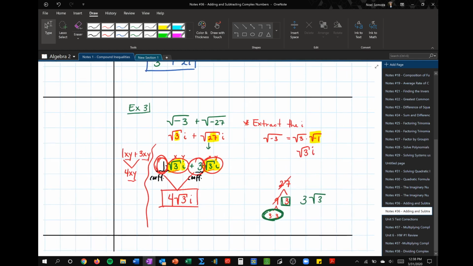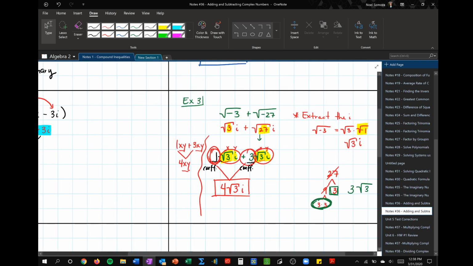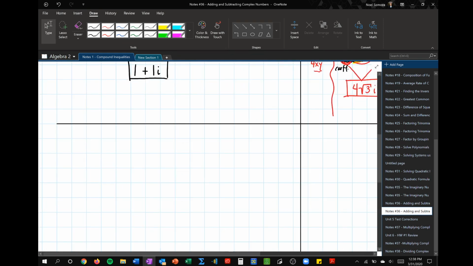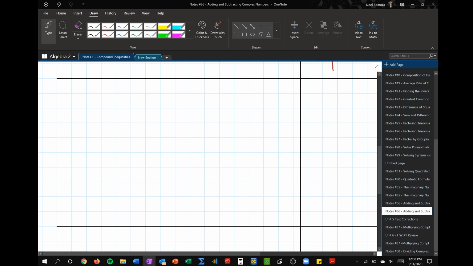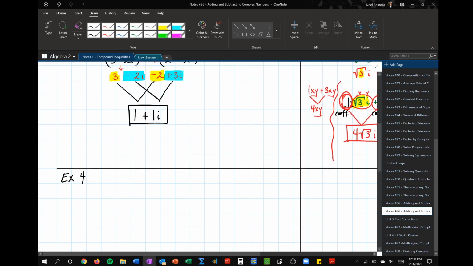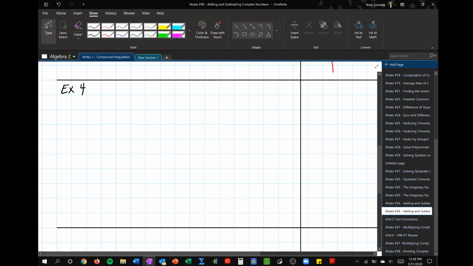All right, so again, if questions come up, let me know. We're going to do another one just like this, very similar, okay? All right, so here, example number 4, I believe. For example 4, let's say we start with 3 root negative 2 minus root of negative 50.